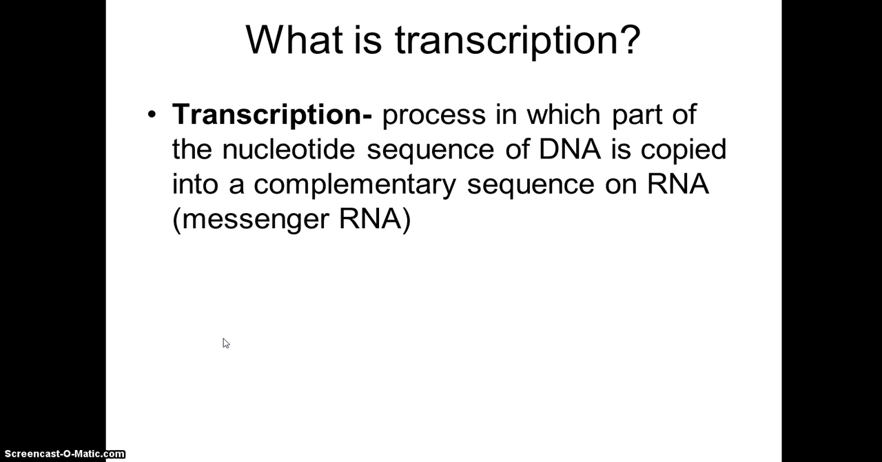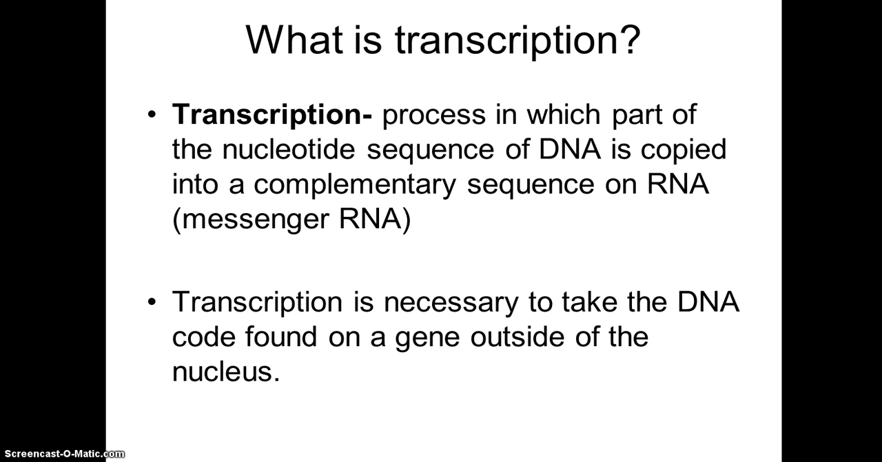So first of all, what is transcription? Transcription is a process in which part of the nucleotide sequence of DNA is copied into a complementary sequence on an RNA strand. And that RNA is called messenger RNA. So we don't go directly from DNA right to proteins, right to phenotype. We have a middleman. The middleman is RNA. And we're going to take a look at some differences between DNA and RNA as we go into this.